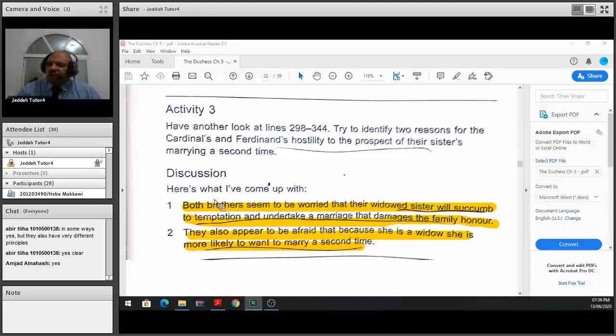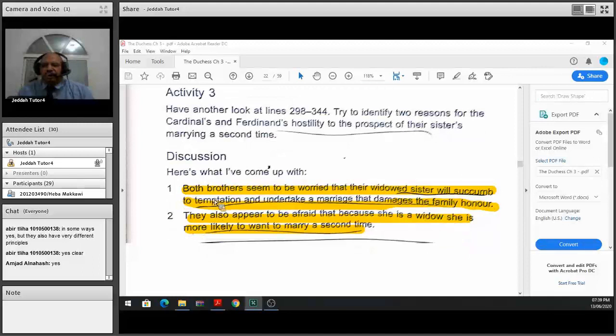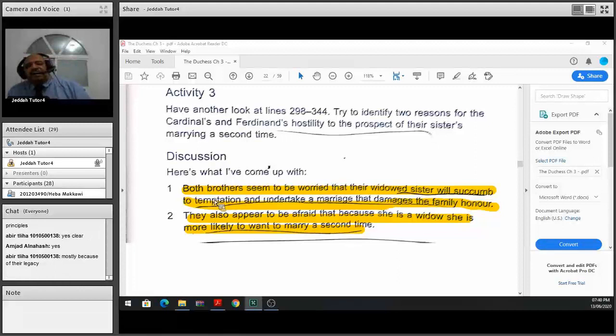So try to identify two reasons for the cardinal's and Ferdinand's hostility to the prospect of their sister marrying a second time. Why would they hate it that much? Do they have reasons? They have reasons on the level of representation. What I'm trying to say is that they represent society. And society at the time was suspicious of women, let alone if they are wedded women. Okay, and there is a great deal of politics involved if it comes to the fact that this wedded lady is also a queen or a sitting ruler. She rules.